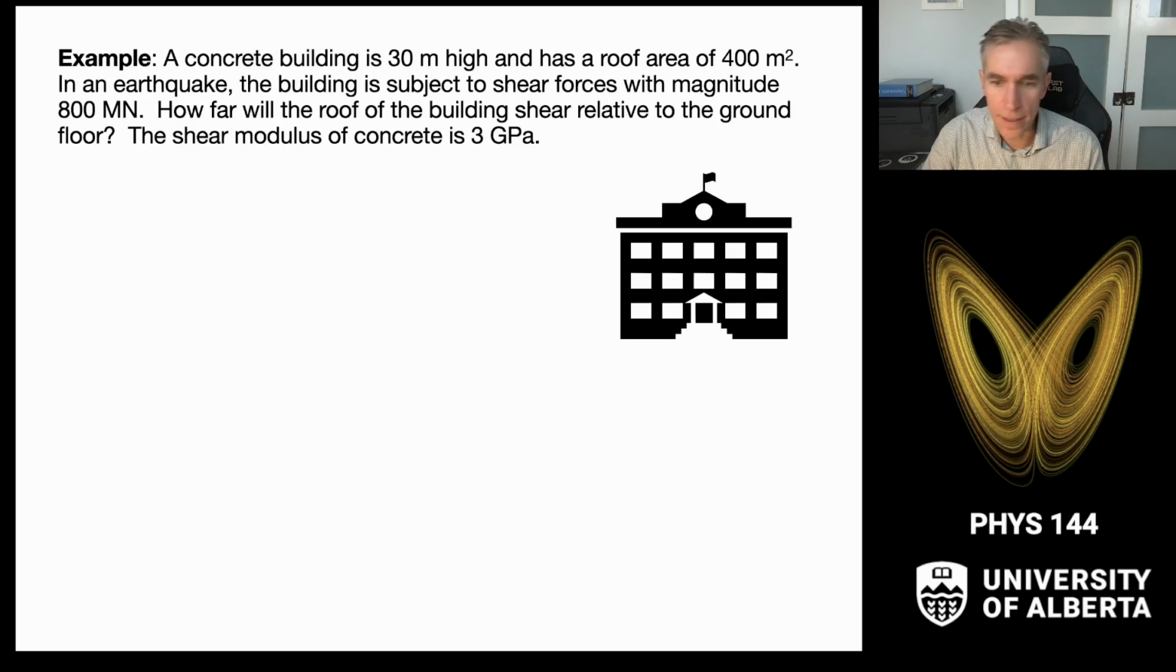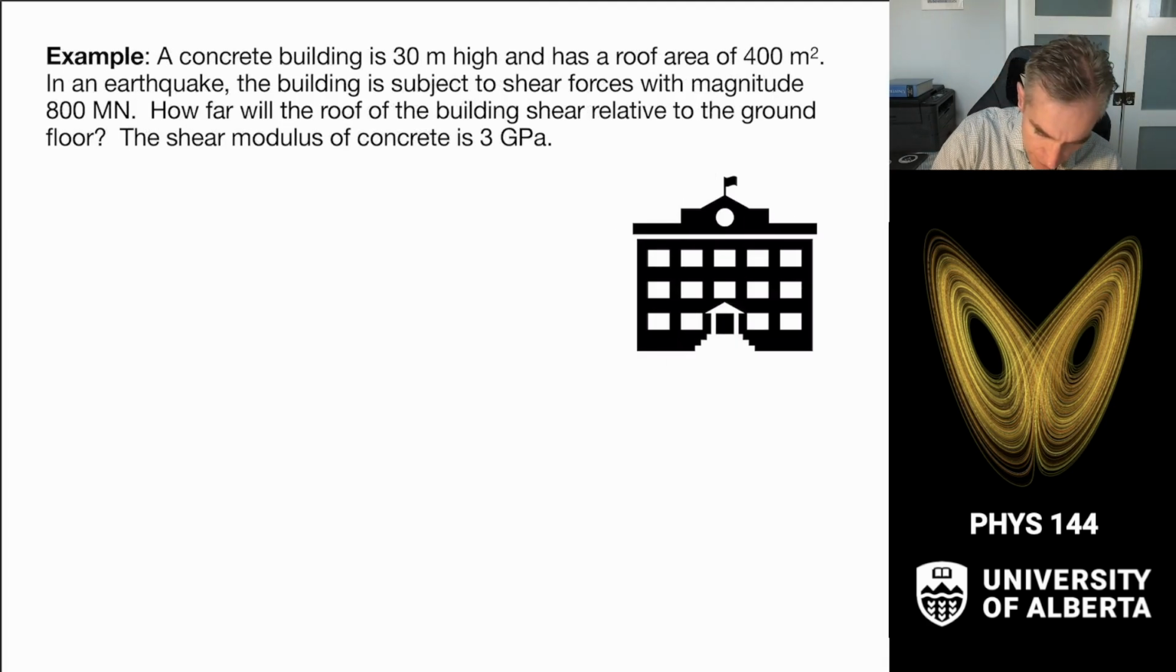Now, we can consider this case for concrete. So concrete has a shear modulus of 3 gigapascals. Let's think about what happens to a building in an earthquake. So this is a concrete building. It's going to be 30 meters high. So that gives me my h of 30 meters. And it has a roof area. So this area up top is going to be 400 meters squared.